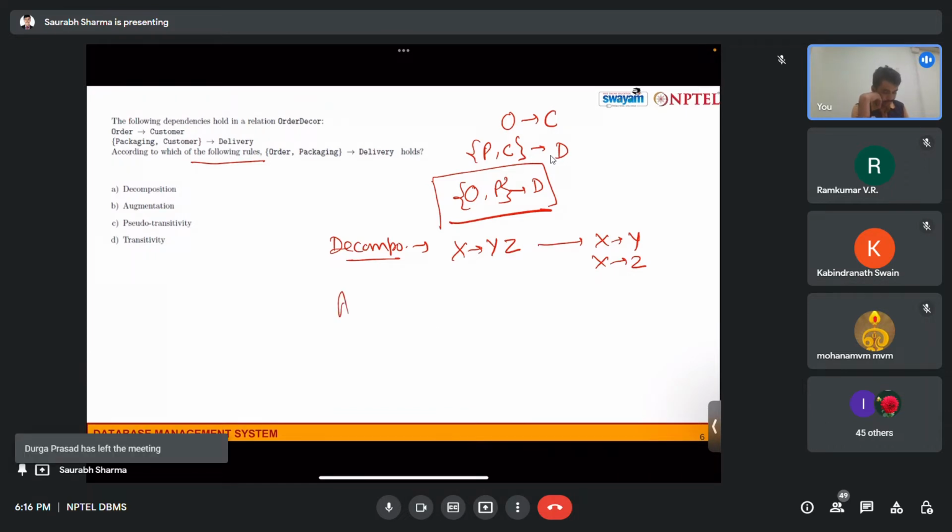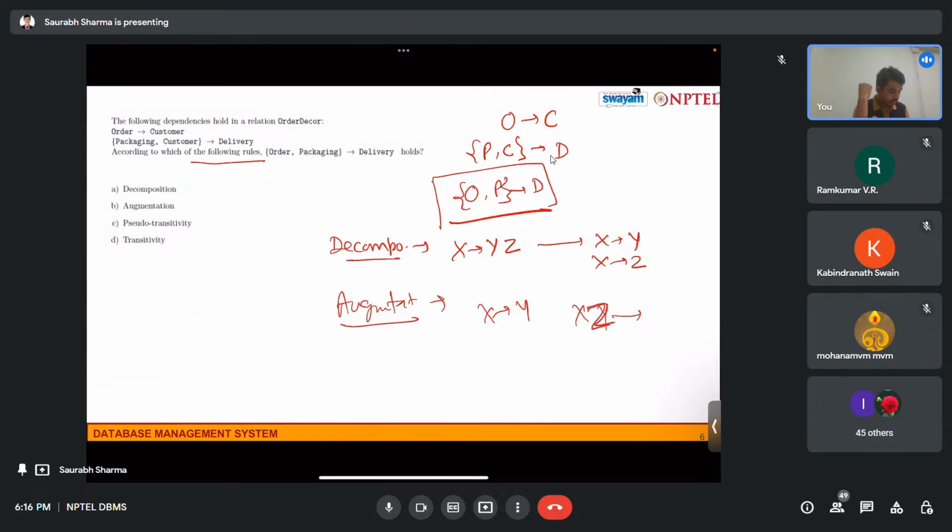Then there is augmentation. What does augmentation tell? It tells that if you have some dependency like X determines Y, and we add some extra attribute to both sides, it will not affect the relation. So consider there is Z, then XZ determines YZ.